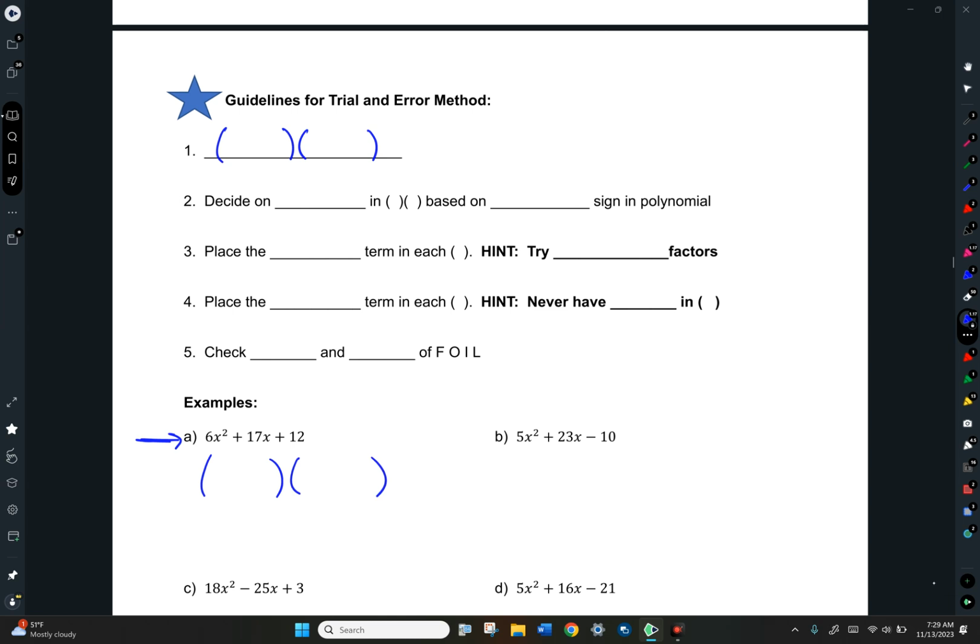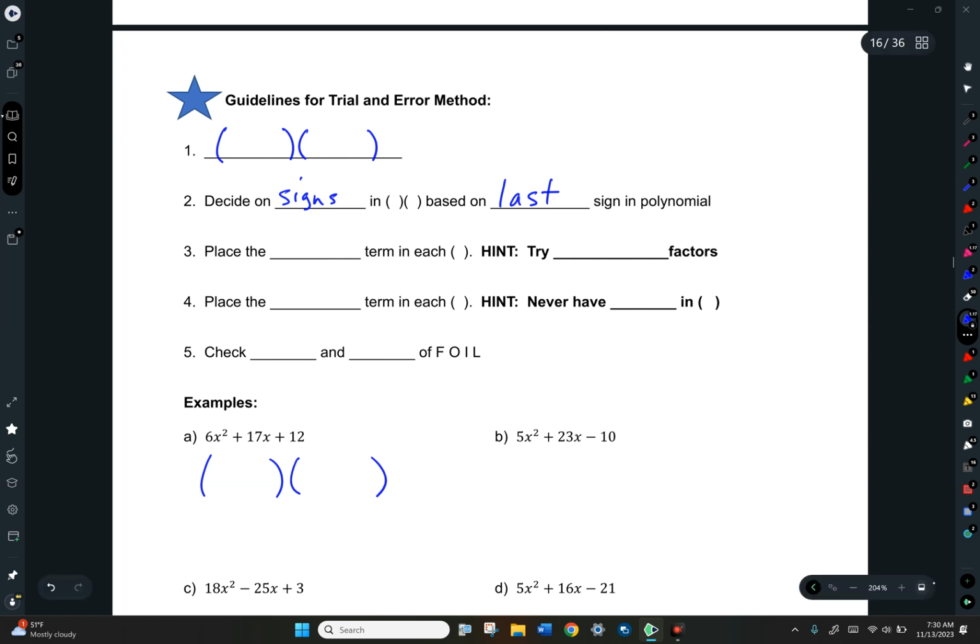Okay, the second step is decide on the first, let me back up. Sorry about that. Decide on the signs in each parenthesis based on the last sign in the polynomial.